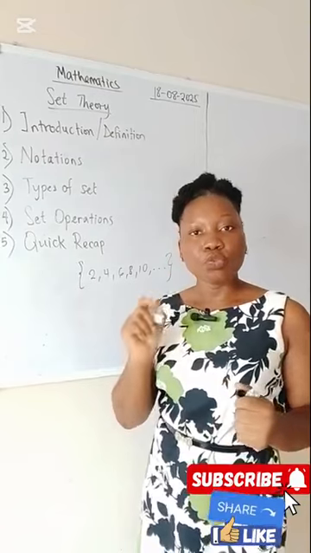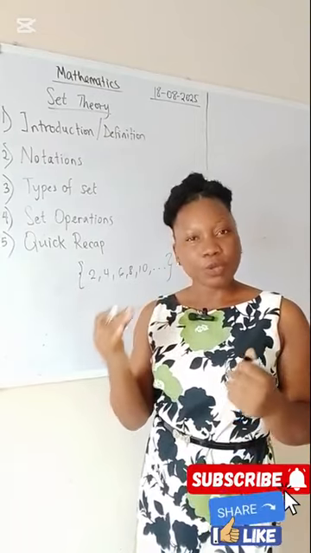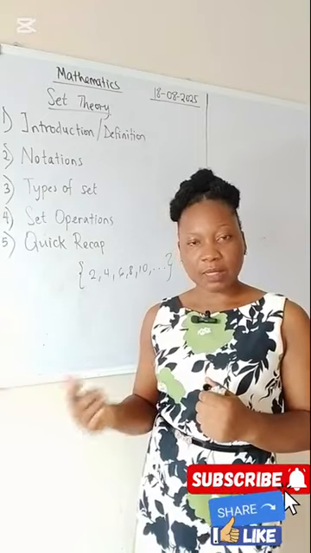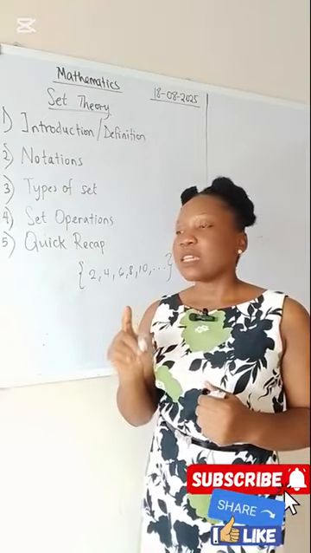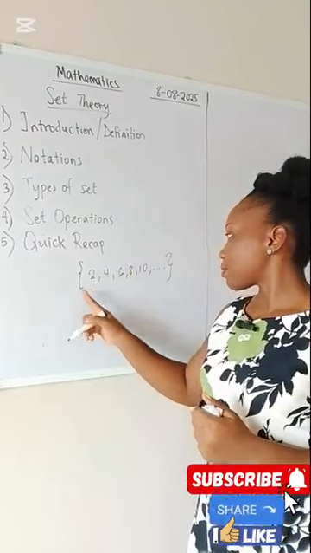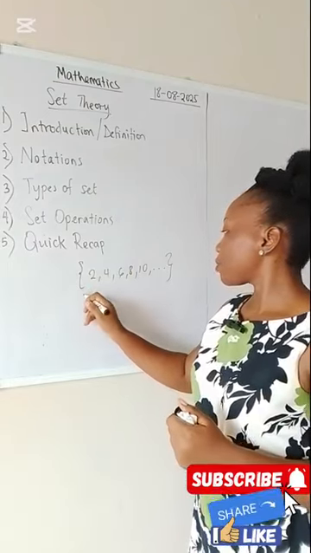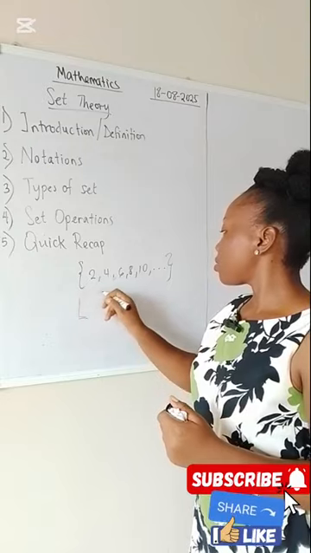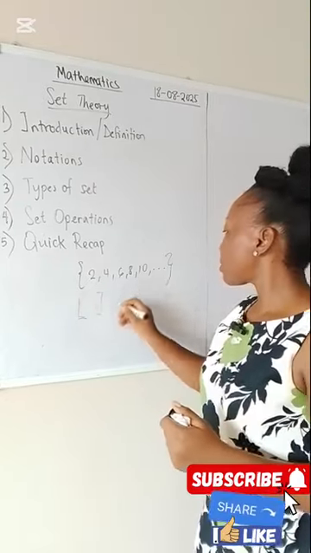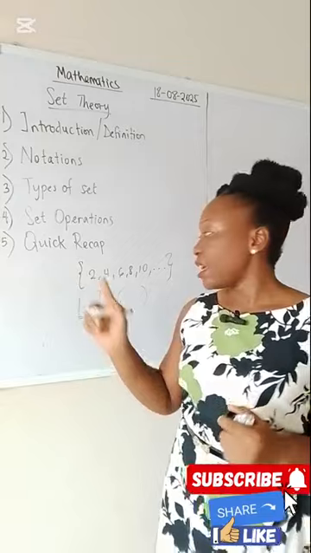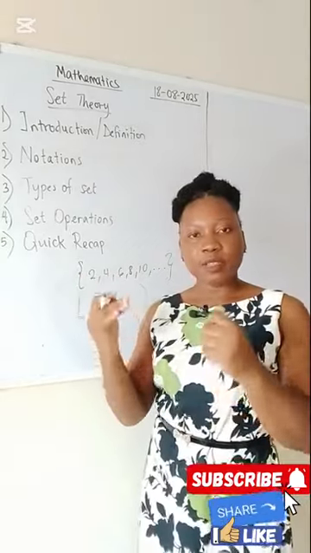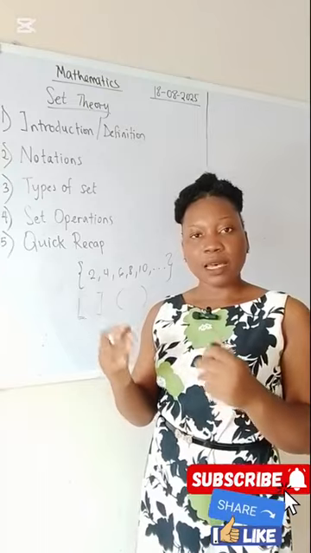Now, how do we denote a set? How do we write it down? How do we denote a set in mathematics? The appropriate way to denote a set is with curly brackets, not square brackets. You don't use that kind of bracket to denote sets. It must be a curly bracket, and the name of the set is usually a capital letter.